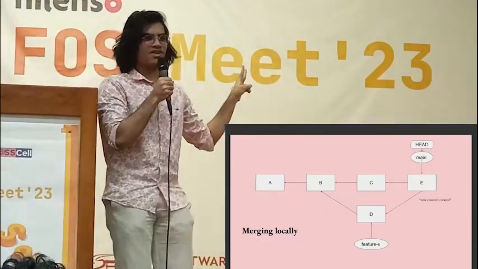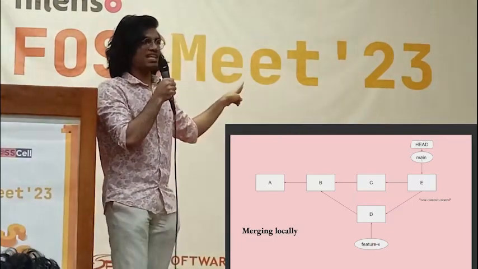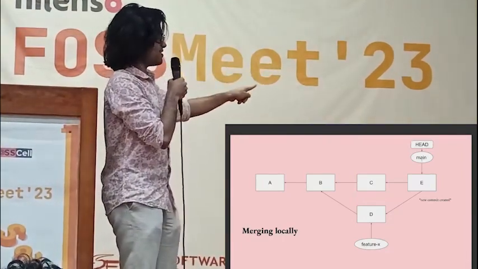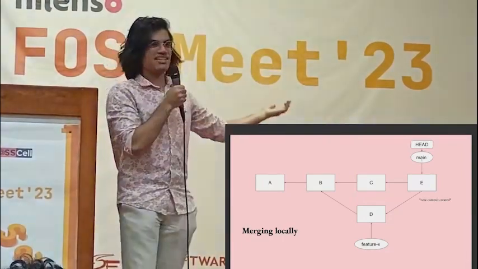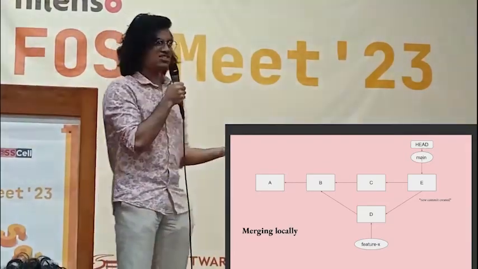Remember the commit object line that said parent and hash name? We have two of those lines. One of the parents is C and one of the parents is D. And our feature X branch remains where it is. So this is what happens when you run a git merge.